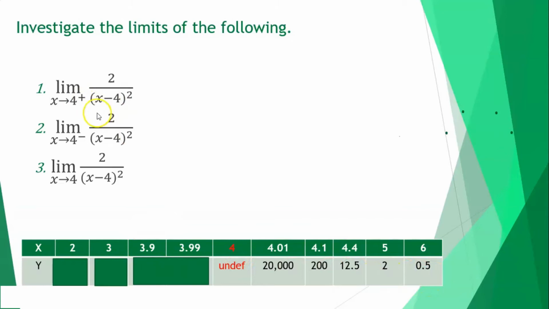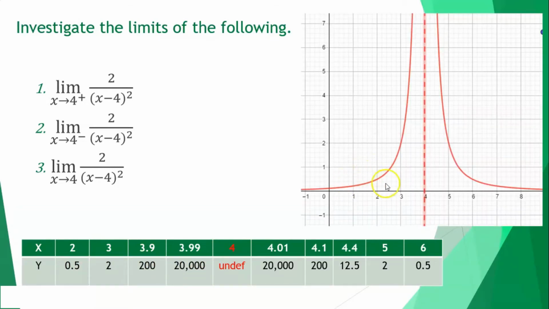Now, if our x is 2, 2 minus 4 is negative 2, squared is 4, so therefore it's 1/2. If our x is 3, 3 minus 4 is negative 1, squared is 1, so therefore it's 2. Substituting these values, this will be the value for y. Graphing this, we will have this one. This is the graph for 2 over x minus 4 squared.